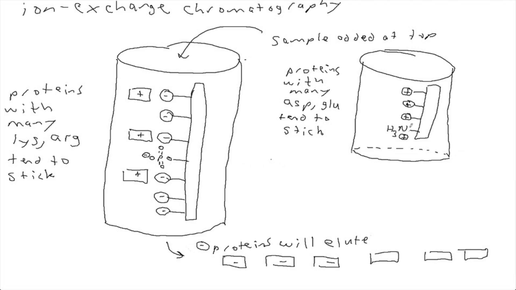So what types of proteins would stick to amino groups? The negatively charged ones like aspartate and glutamate. Good. What if we attached carboxylate groups to the column? What charge do carboxylate groups have?